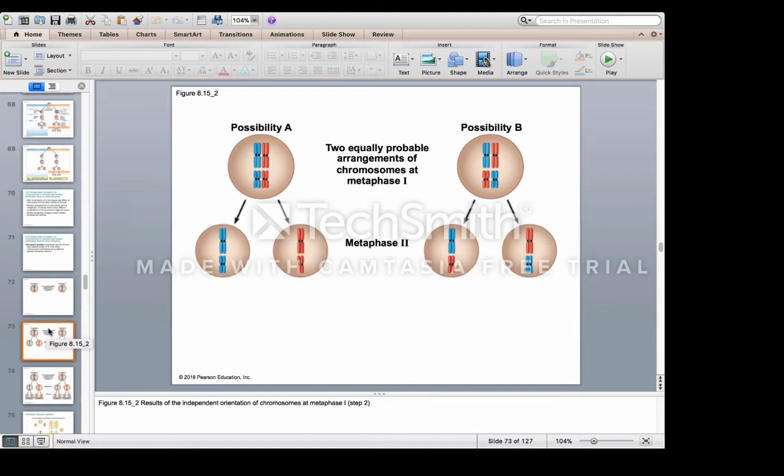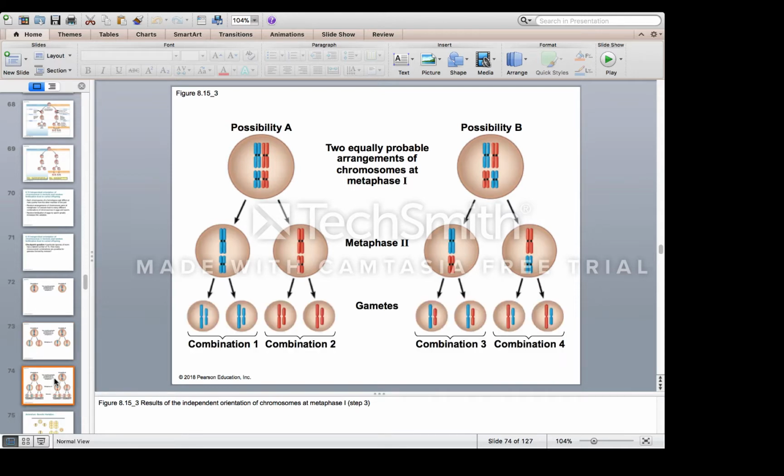In metaphase 2, you're basically going to see similarities where they're going to split. But here they're going to split blue and red and blue as opposed to blue and red, right? And this is a result of independent orientation, okay? Independent orientation. So the gametes are what?